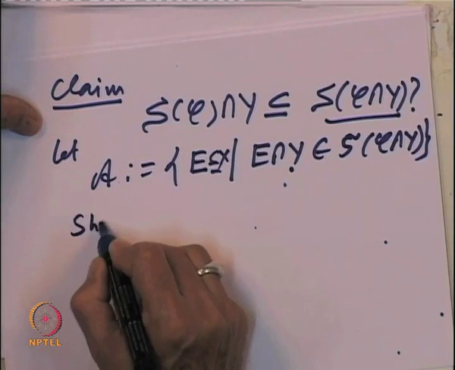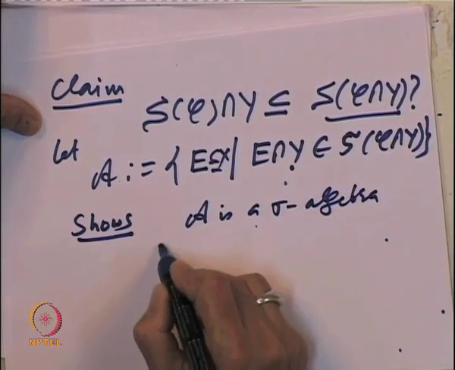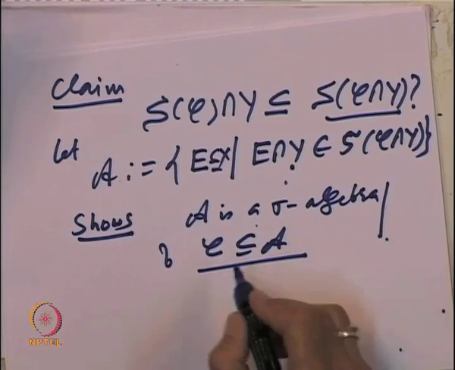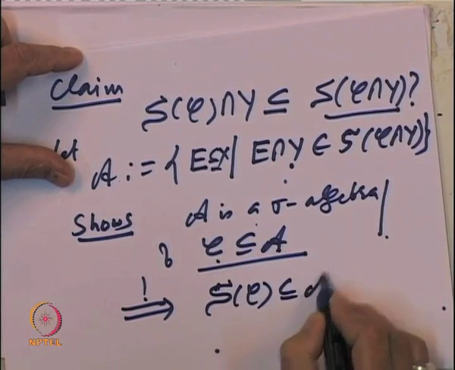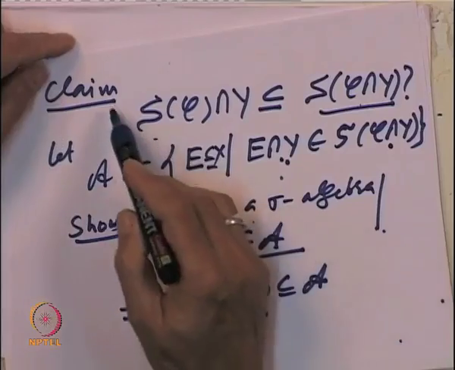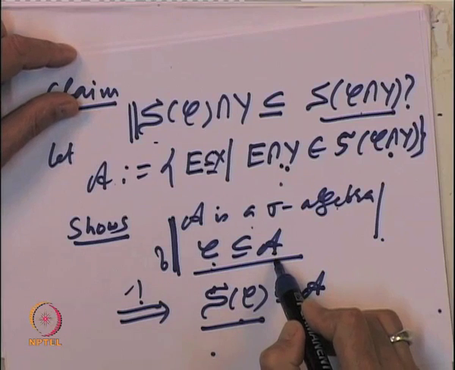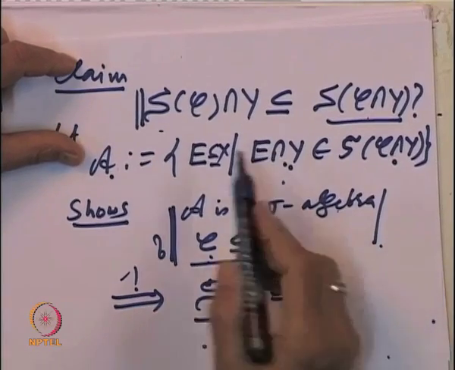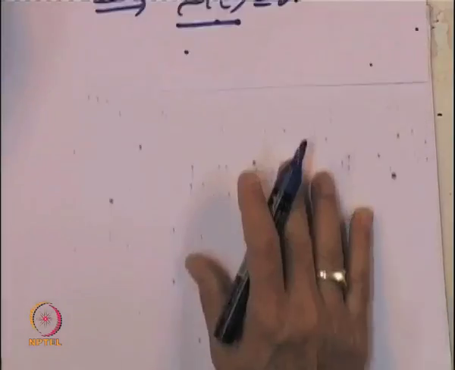So, one shows A is a sigma algebra and C is inside A. Because C is inside A, and A is a sigma algebra, that will imply that S of C is inside A. That means, for all elements in S of C, if I take the intersection with Y, it is going to be inside it. So, that will prove this required inequality. So, this claim is equivalent to proving these two things, namely A is a sigma algebra and C is inside A. Let us observe why it is a sigma algebra. That is once again by similar properties, so let us try to show that A is a sigma algebra.